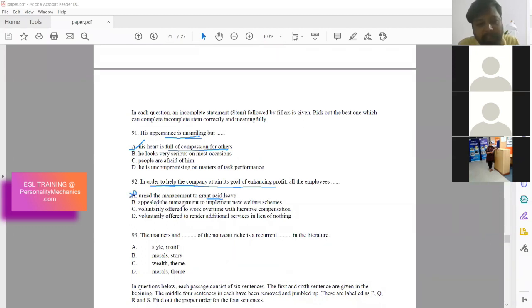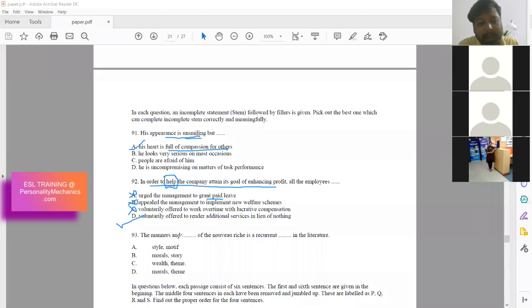Next is, appeal to the management to implement new welfare schemes. Again, they're not looking at creating problems, they're looking at providing solutions. Voluntarily offered to work overtime with lucrative compensation. Well, not really. Again, they're looking at helping, and help doesn't come with a desire for reward. Voluntarily offered to render additional services in lieu of nothing. This can be the answer. D is the answer. In lieu of nothing means that they did not want anything in return, right? Not wanting anything in return makes sense because they want to help, and help is when you don't ask for returns. So that makes the most sense.